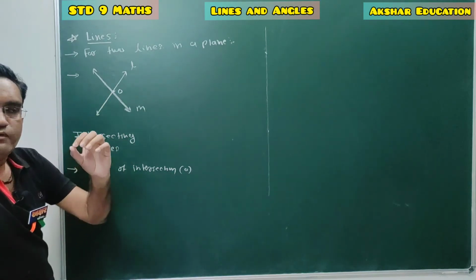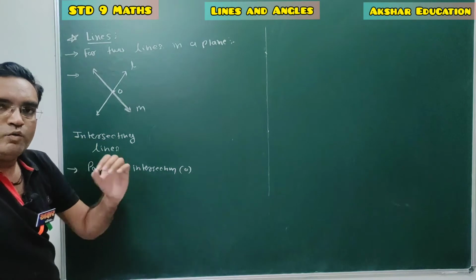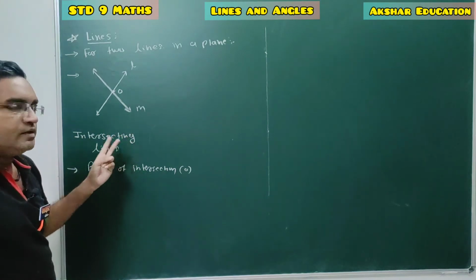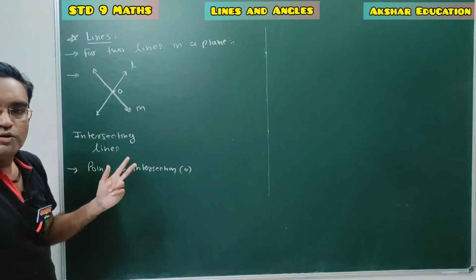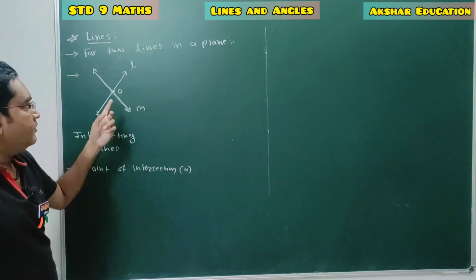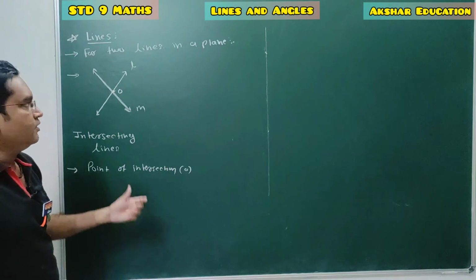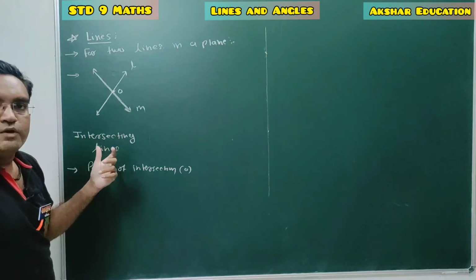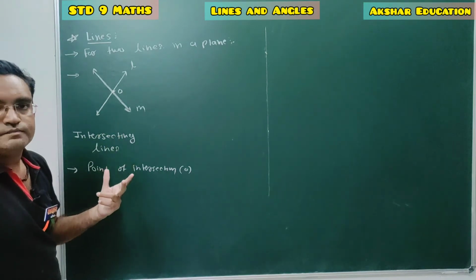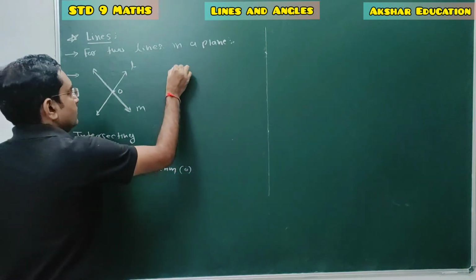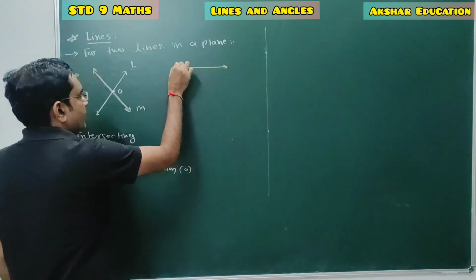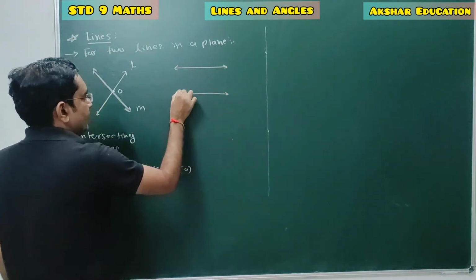So if one point is there which is common between two lines, the two lines are known as intersecting lines. Two lines can intersect at only one point, and that point is known as the point of intersection. So this is the first case for any given two lines in a plane. Second case, two lines in a plane are parallel lines.